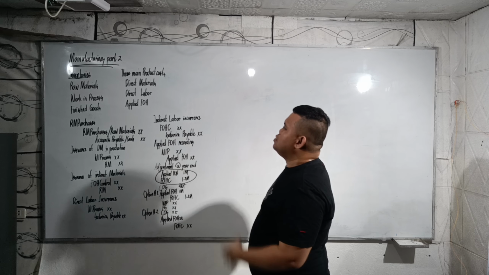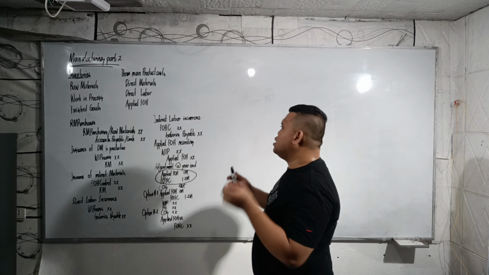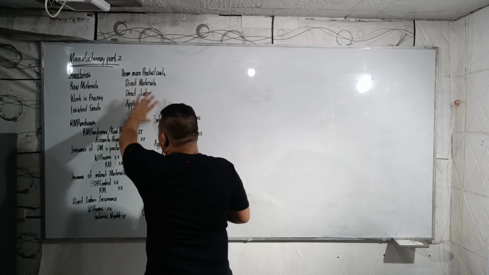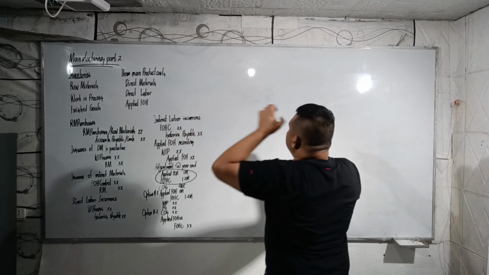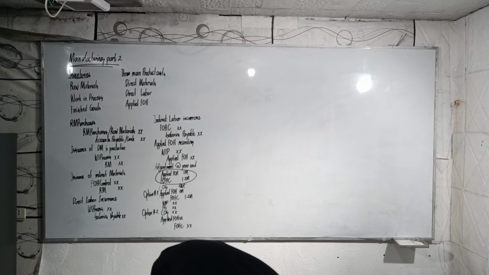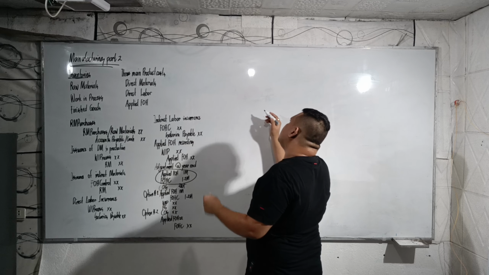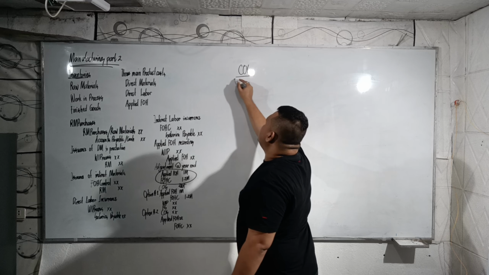Next, before we go to the accounting cycle for manufacturing entities, I would like to tell you that because of these things, because of this 6 here, the manufacturing income statement is different from merchandising in terms of cost of sales.